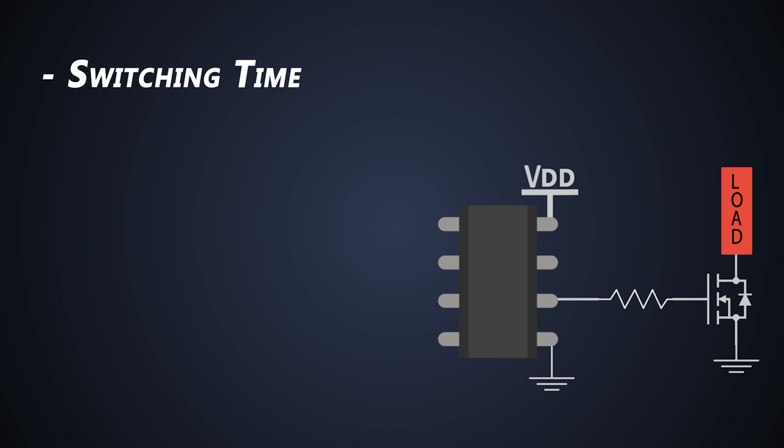Let's see how. If the resistor value is small, then it charges the input capacitance faster, so turn on speed will be faster, which is a good thing. If we increase this resistor value, then it will extend the switching time and the switching speed of the device will decrease.